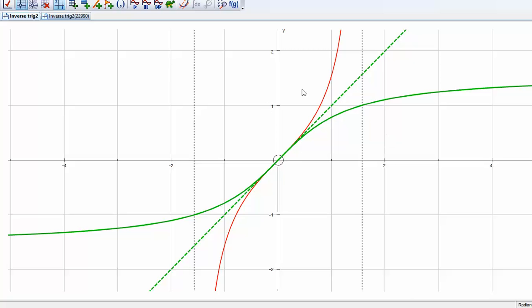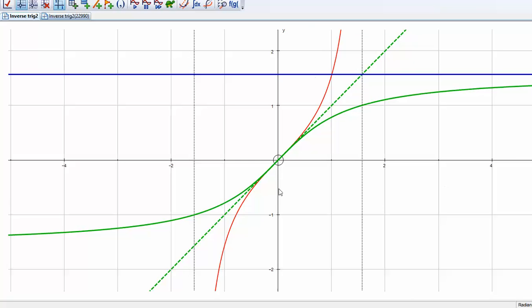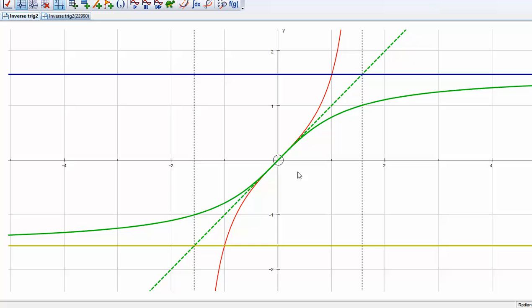Now the green curve will have a horizontal asymptote at y equals pi over 2. So I'll put that one in. So y equals pi over 2. And it's also going to have a horizontal asymptote at minus pi over 2. So I'll put that one in, y equals minus pi over 2 over here. So that's the shape of our inverse function.